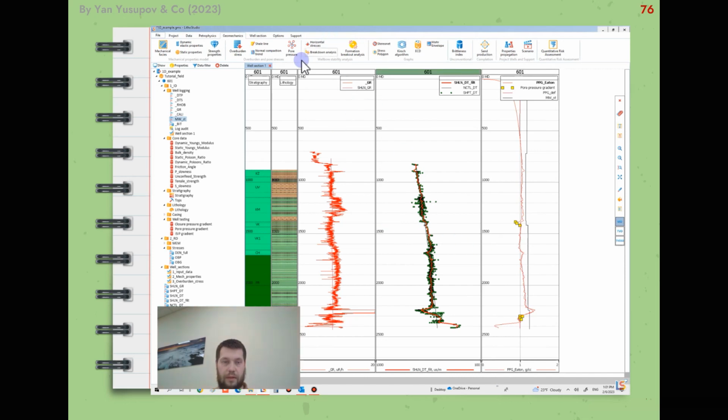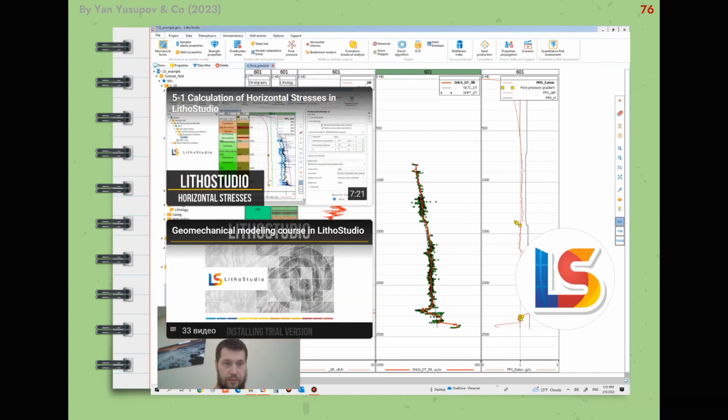Okay, let's rename the project for pore pressure. This well section is in the folders in visual sections, and all curves with calculation of pore pressure and stresses. Okay, don't forget to save.